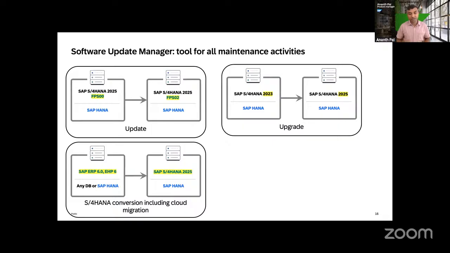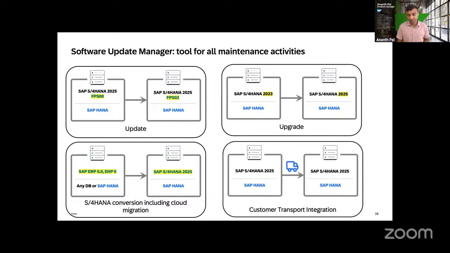The third part, which we are going to discuss more today, is the S4HANA conversion, wherein we can use the SUM, the Software Update Manager tool, to move from ERP 6.0 to S4HANA 2025, or maybe going forward in 2027 as well. This also includes the option of migrating to cloud as well.